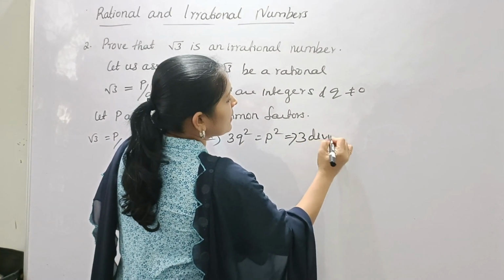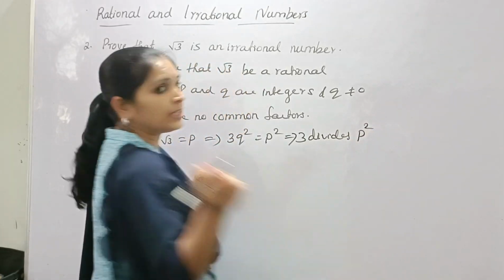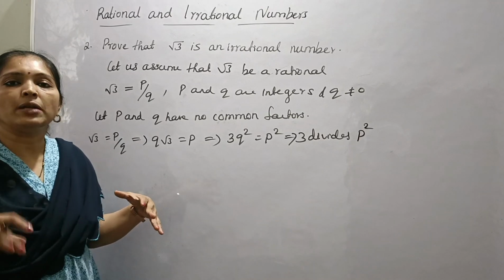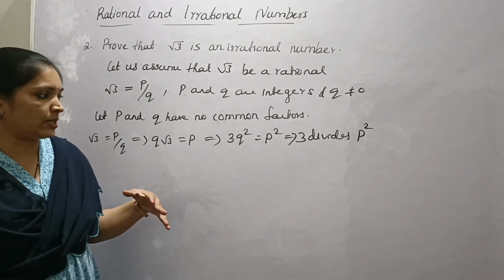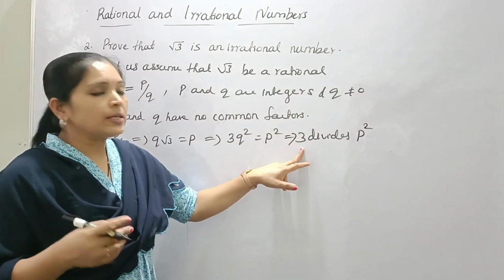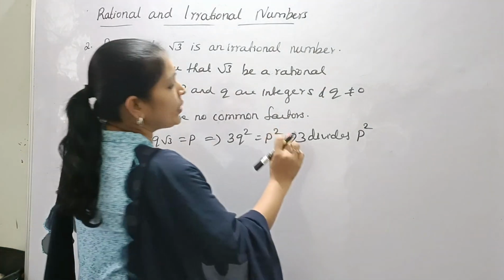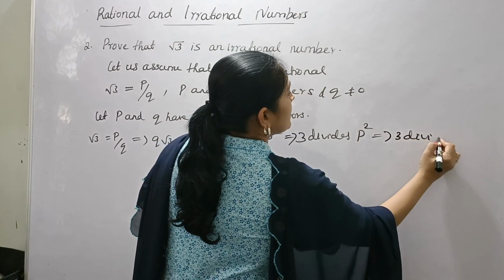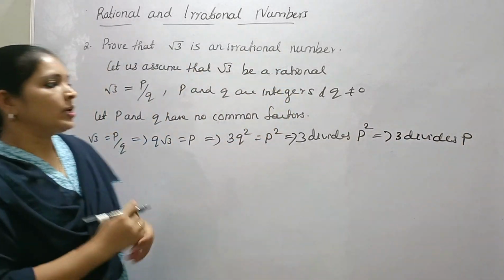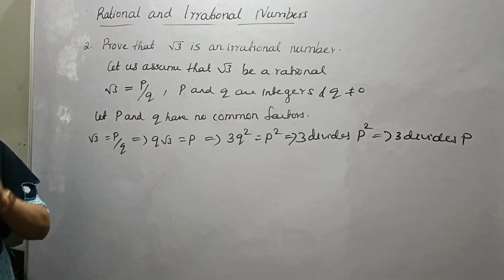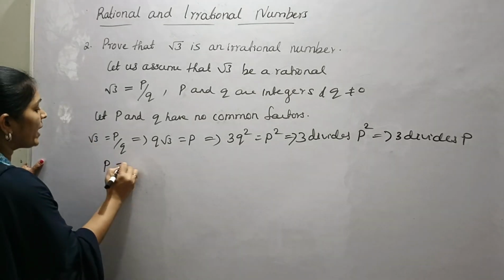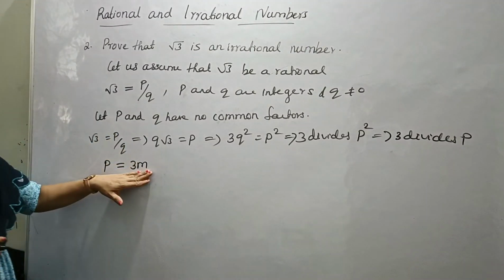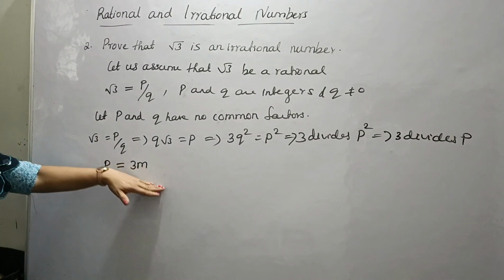3 divides p square. By the first theorem, if p divides a square, then p divides a, where p is a prime number. Here 3 is a prime number, right? So if 3 divides p square, that implies 3 divides p. If 3 divides p, then 3 is a factor of p. Therefore p can be written as 3 into any integer. Let this integer be m. So p is equal to 3m.